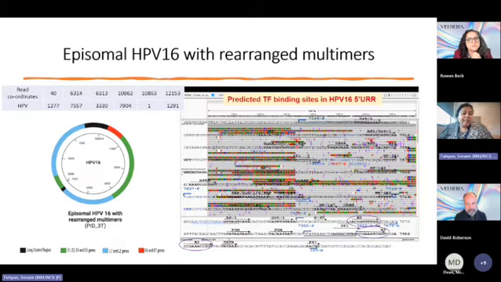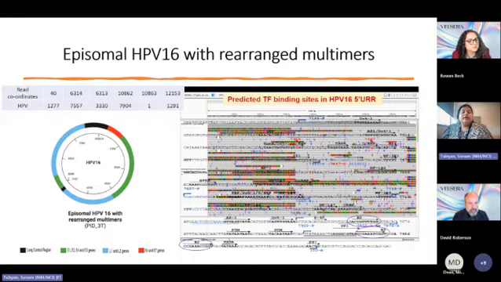We found one sample to have a rearranged multimer in HPV-16, and this rearrangement was from 7557 to 3330. So these are the read coordinates in HPV. We found that after 7,557 base pair, the next read was 3,330, confirming the rearrangement.